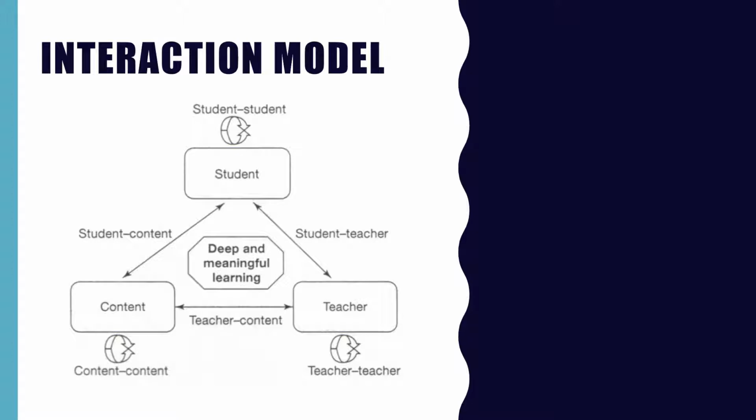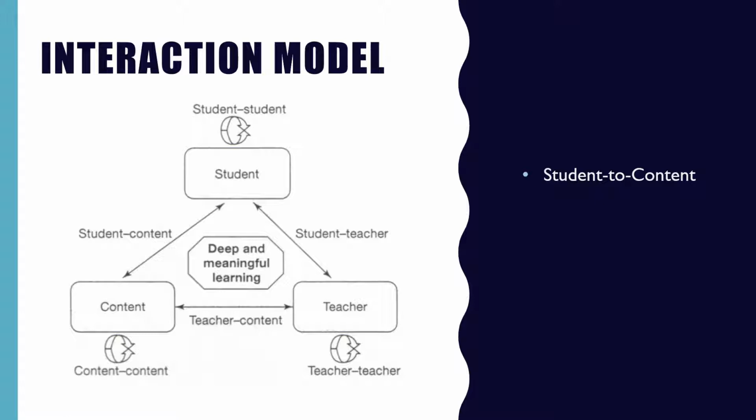The most important thing to look for as you review your planning matrix is interaction. Does your course have enough interaction? Instructor to student, student to content, and student to student interaction. The interaction model shows how all three elements make up deep and meaningful learning for students.